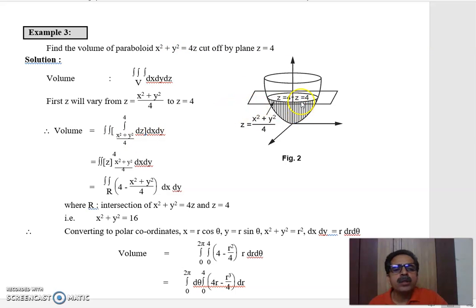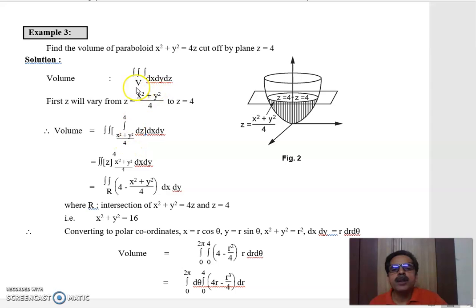And the top end is on the plane z equal to 4, so the value of z is 4. So here we are integrating with respect to z. The lower limit is z equal to x square plus y square by 4, which represents the value of z at the bottom end of that unit column, and the upper limit is z equal to 4, which represents the value of z at the top of that unit column. Integration of dz became z with the limit from this value to z equal to 4.